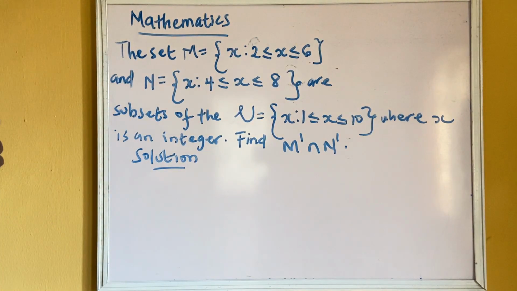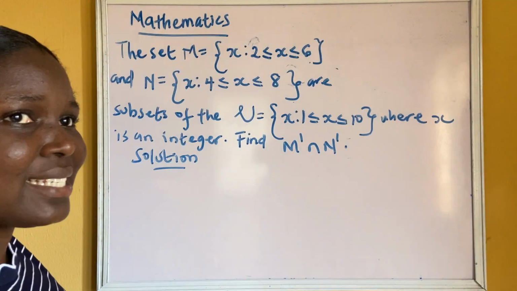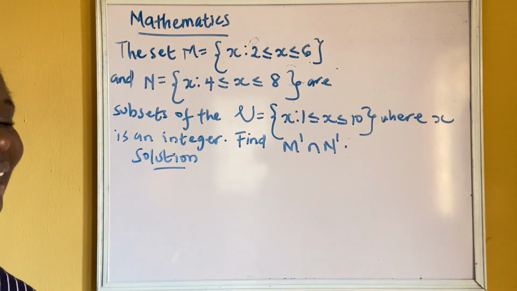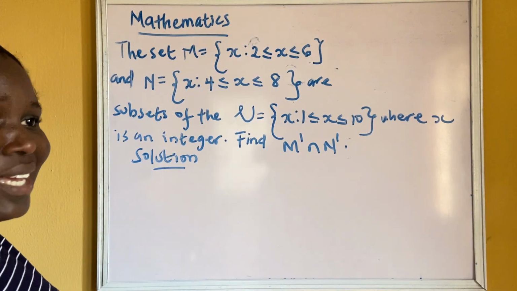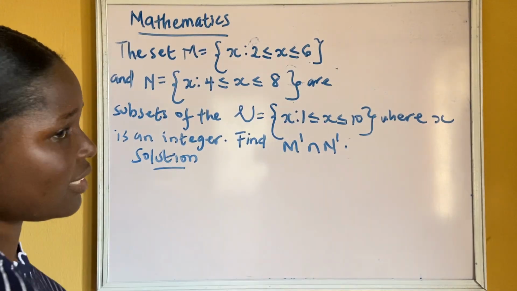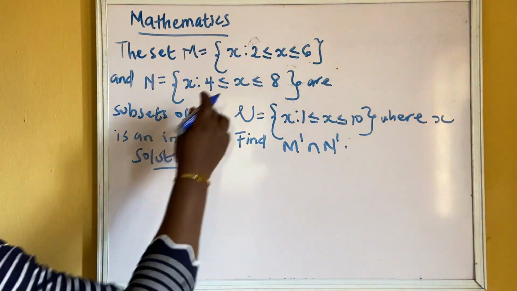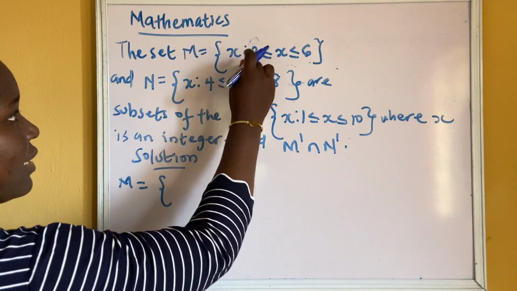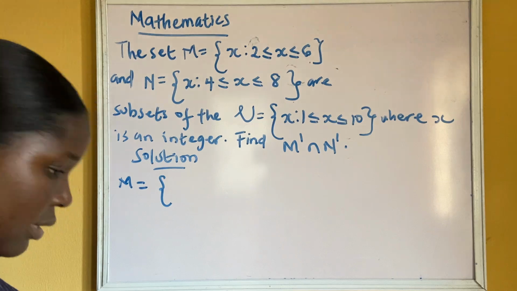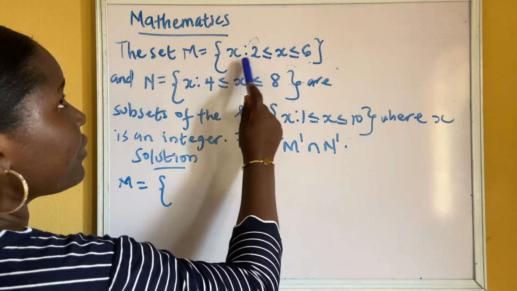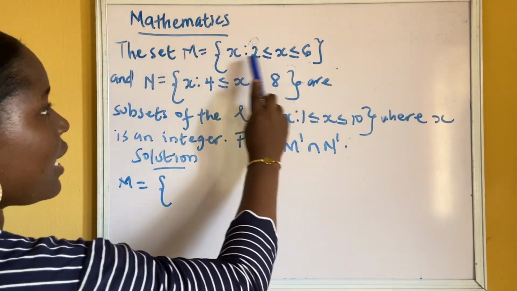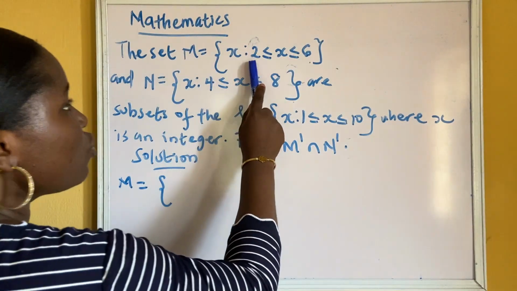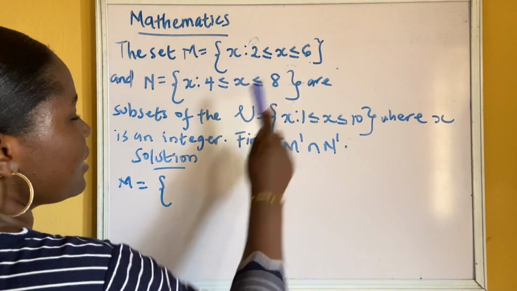Now what do we do? First of all, we have to find the elements of each of the sets before we can find the intersection. So let's go. We start with M. We're given the range in which x lies. So x is between 2 less than or equal to x less than or equal to 6.